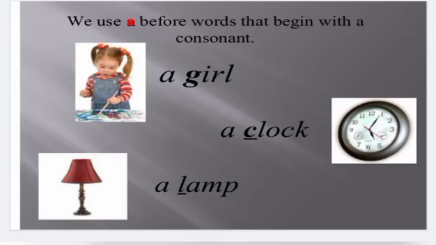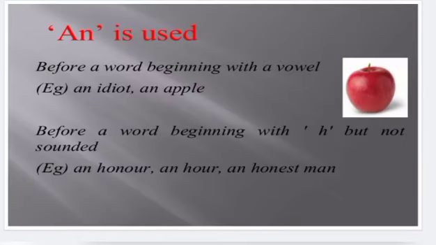We use a before words that begin with a consonant. A girl, where a is used before words which begin with a consonant. A clock, which begins with a consonant, so we use a before the word. A lamp, which begins with a consonant, so we use a. Now let's see how an is used.